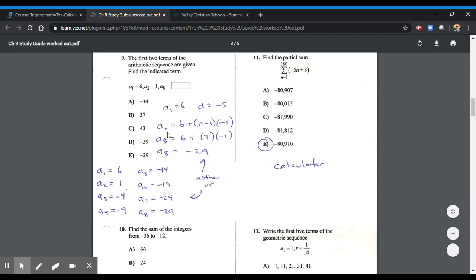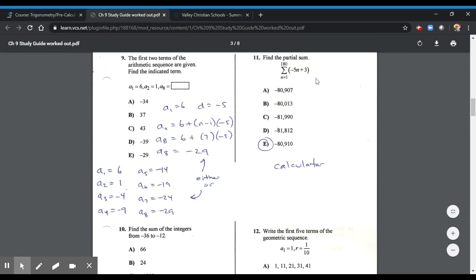So a sub n is equal to a sub 1 plus n minus 1 times d. So plugging in, a sub 8 is equal to 6 plus 8 minus 1, which is 7, times negative 5. A sub 8 is negative 29. Now, if I didn't know that, I could just do it this way. A sub 1 is 6. A sub 2 is 1. Subtracting 5, subtract 5, all the way down to a sub 8, negative 29. Either way would work.